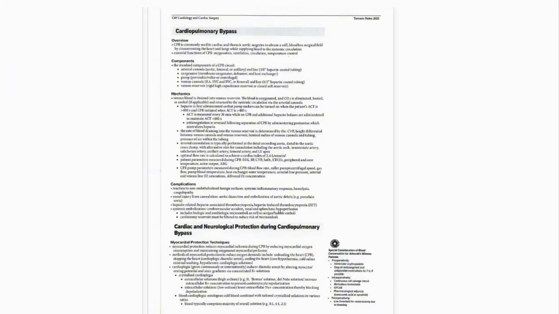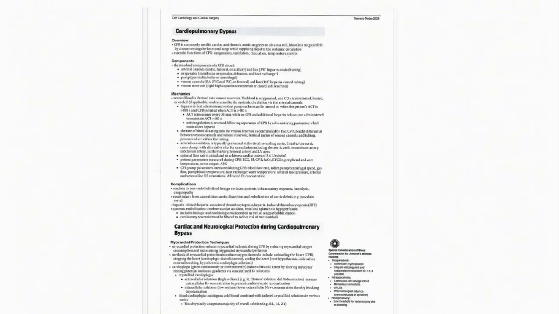Intracellular cardioplegia. These solutions contain lower extracellular sodium, reducing sodium concentration outside the cell and thereby preventing depolarization. Both approaches safely arrest the heart while preserving myocardial function.